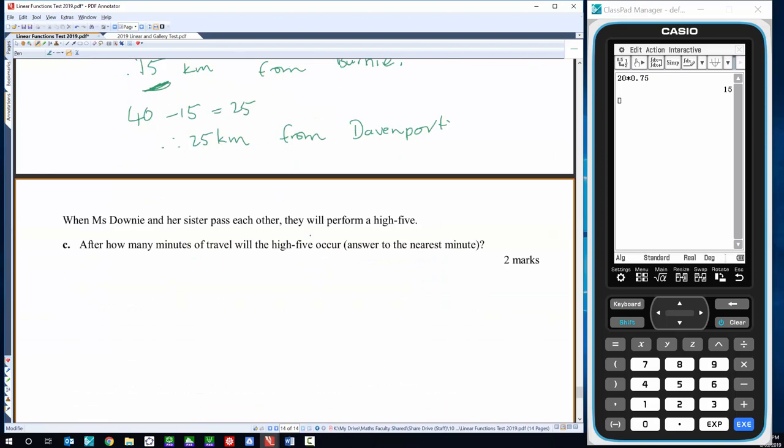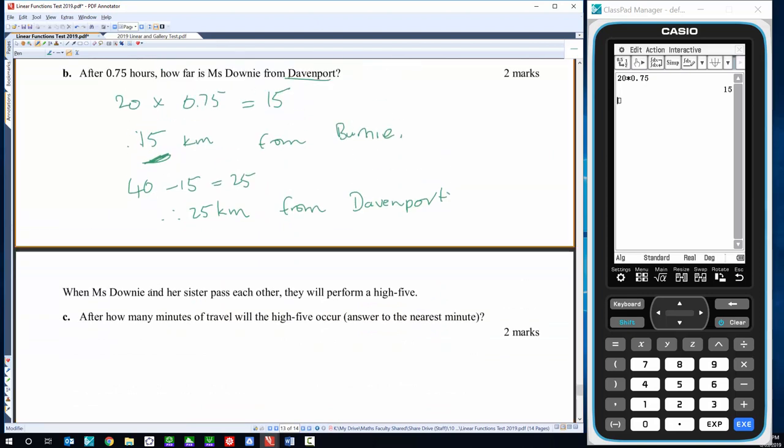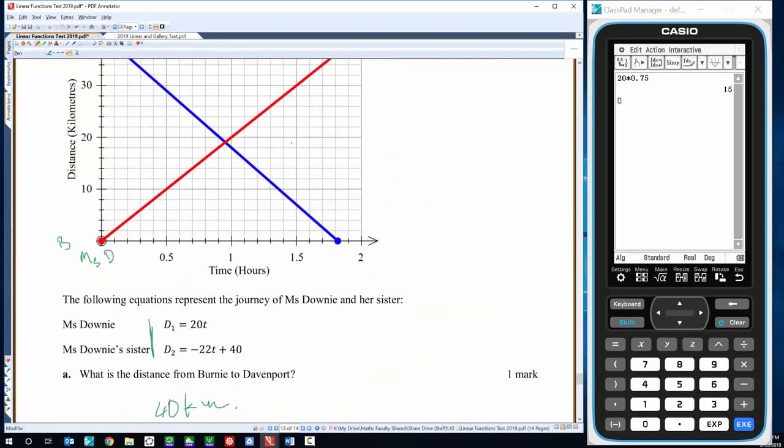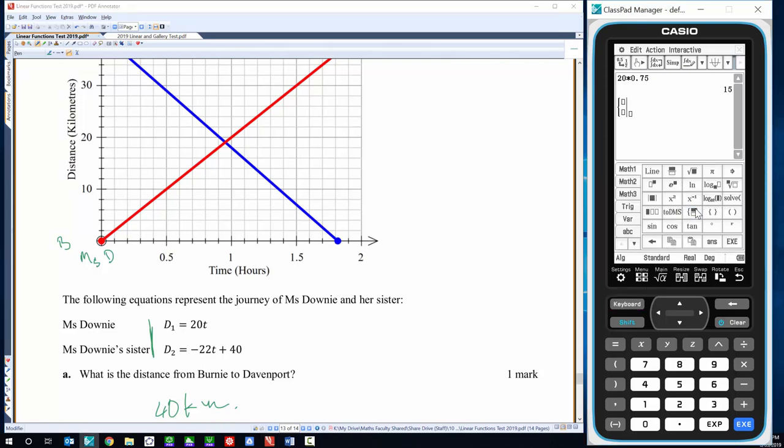All right, so what they're going to do is when they pass each other, they're going to perform a high five. Okay, so the high five will occur actually right at this point here. This is when the distance between them is 0. That is, they're in the same spot. So to do that, what we're going to do is simply use the simultaneous equations template. So I'm going to put in my first equation, which is y equals 20x, and the second one, which is y equals negative 22x plus 40, solving for x and y, or h and t, or d and t. Okay, so it's going to occur for a value of x, which is there.